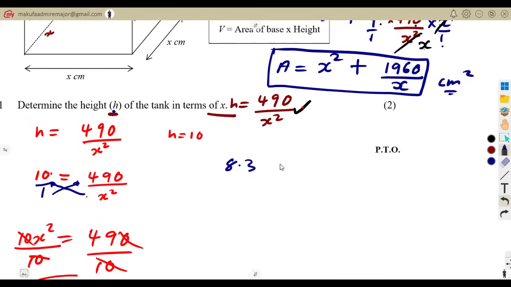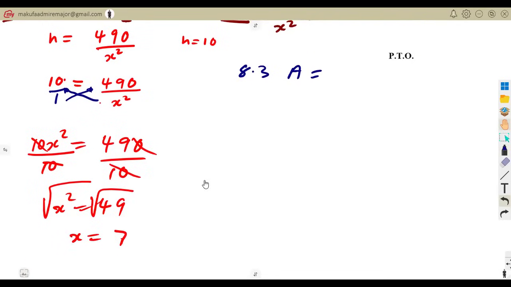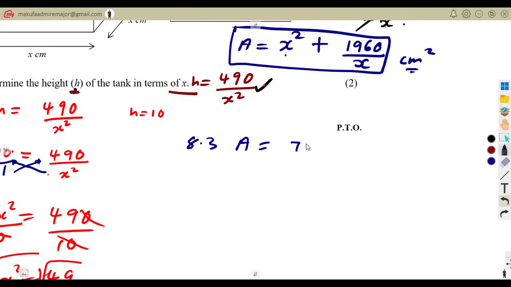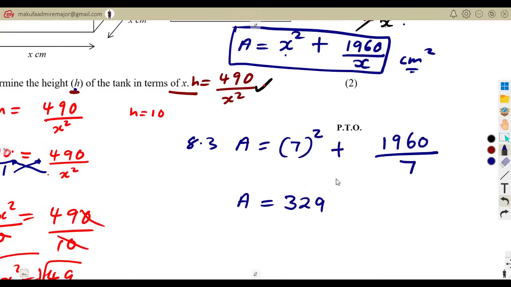After that, we can determine our area because our area is in terms of x. So if our area is x squared plus 1,960 over x, what is our x? Our x is 7. So our area was going to be 7 squared plus 1,960 over x, which is over 7. Remember, our x is 7. So that was going to give us 329 square centimeters. Remember, our area is being measured in square centimeters.